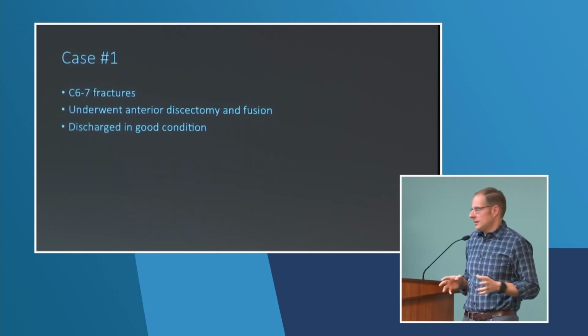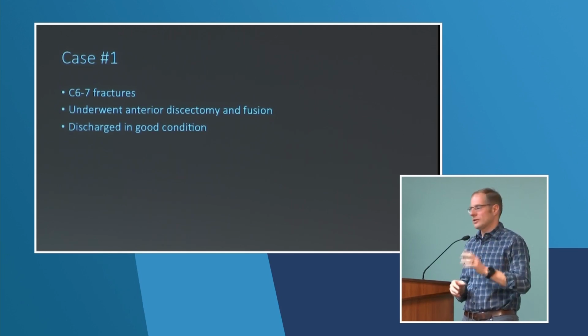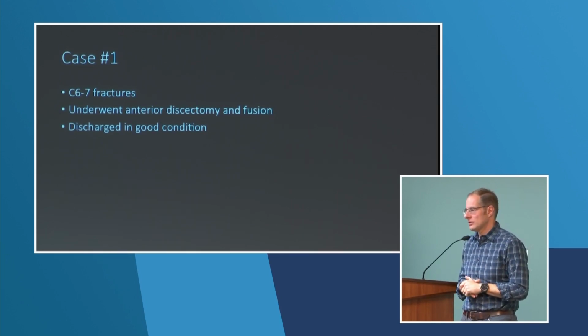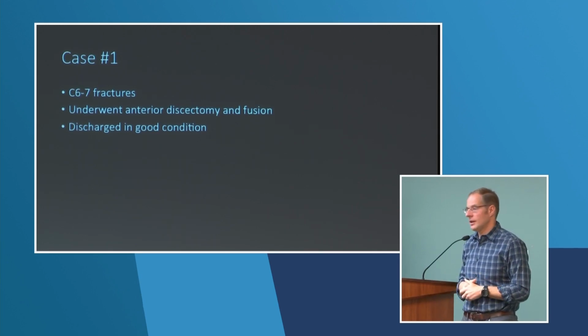So going back to the cases, the patient in case number 1 fell backwards. He had C6-7 fractures. The neurosurgeon saw him, and ultimately we did an anterior discectomy. They did a fusion. He had had some paresthesias that ultimately resolved. He was discharged in good condition.